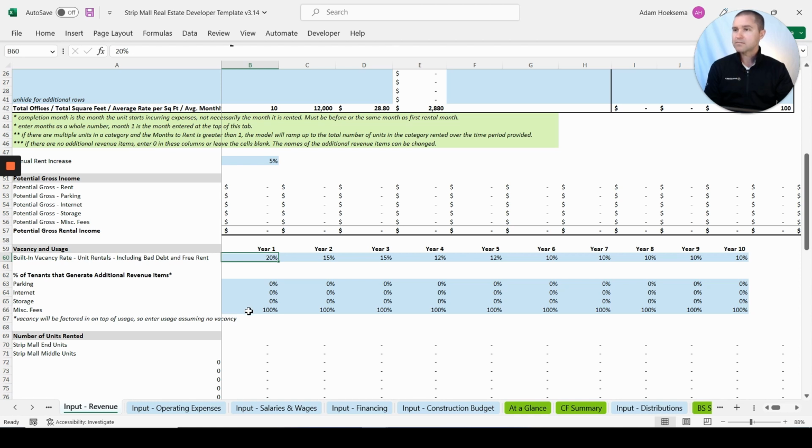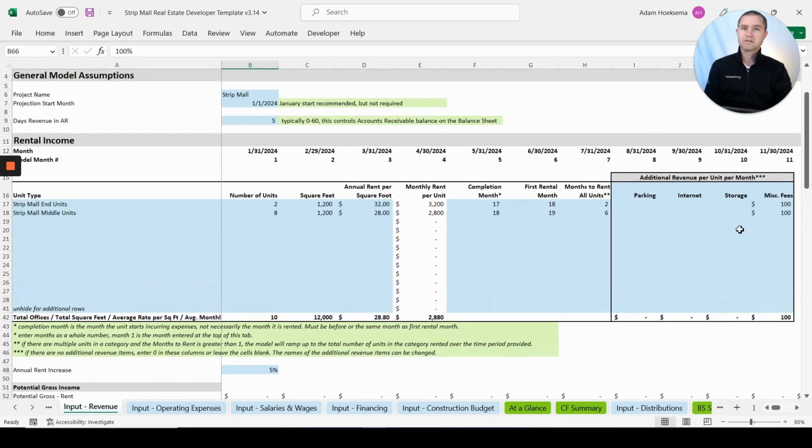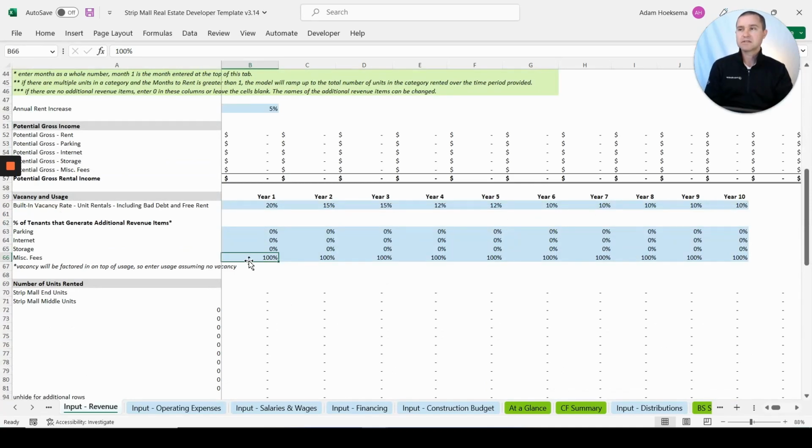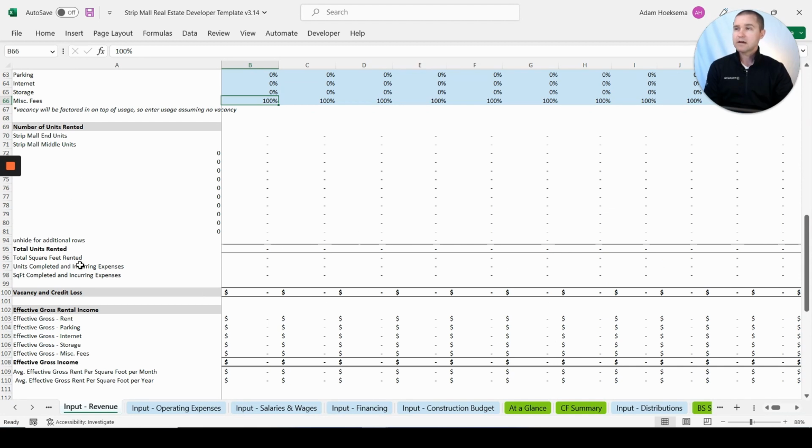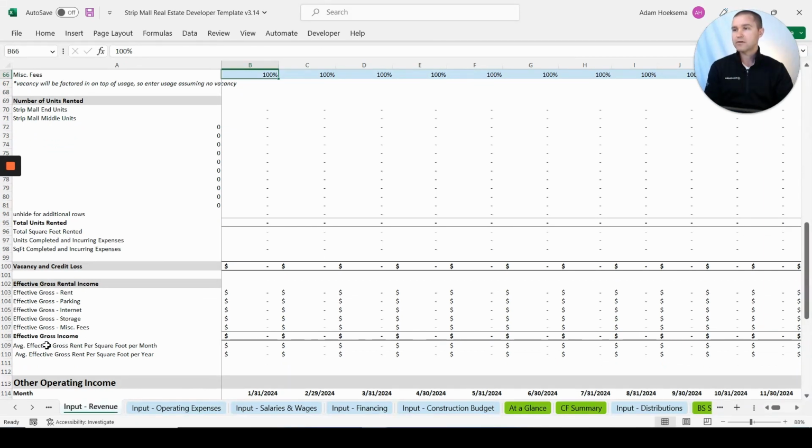Now, on the percentages down here, this relates to those additional revenue items up above. So we're saying, hey, what percentage of our tenants are going to pay these additional fees? So we're saying 100% of our tenants are going to pay that $100 a month. If you offered storage space, for example, and you thought, well, maybe only 30% of our tenants are actually going to pay or utilize a storage space, you could enter in a percentage here like that. So that all will allow us to calculate our gross potential income as well as our vacancy and credit loss, and ultimately our effective gross income here.